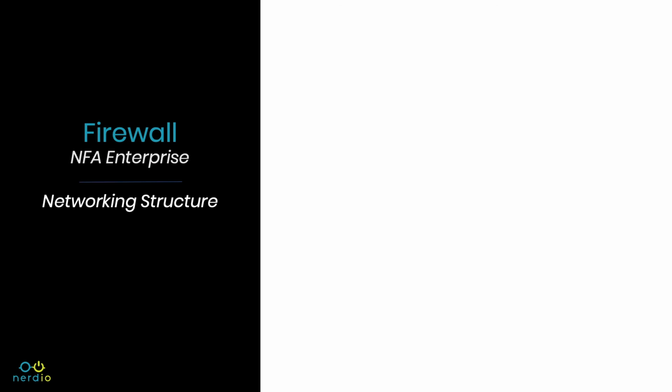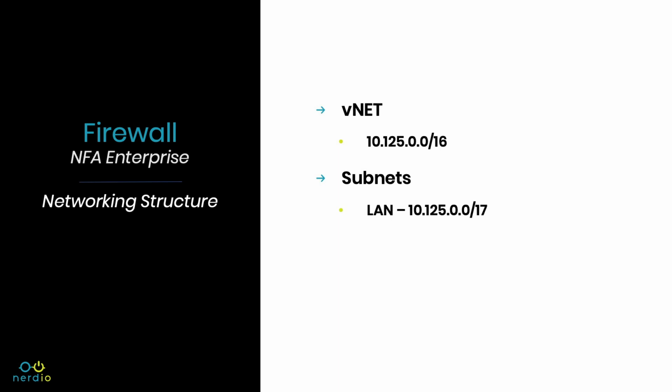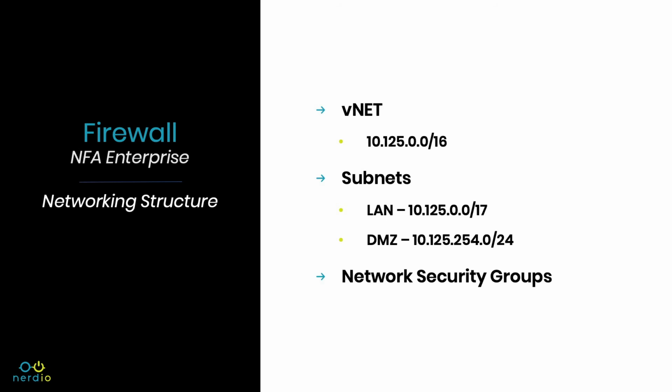So first, let's talk about the default networking structure created during the Nerdio provisioning process. We create a VNet with an address space of 10.125.0.0/16. Within that VNet, you're going to have two subnets or zones. The LAN subnet at 10.125.0.0/17 and a DMZ at 10.125.254.0/24. Now, around those subnets, we utilize what's known as network security groups, or NSGs, in Azure.